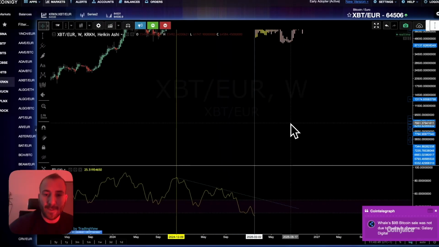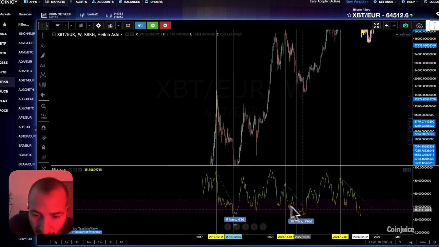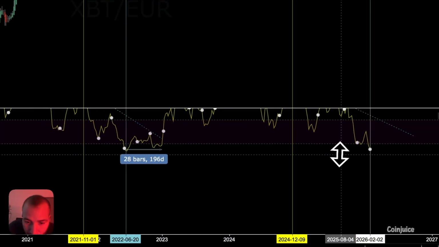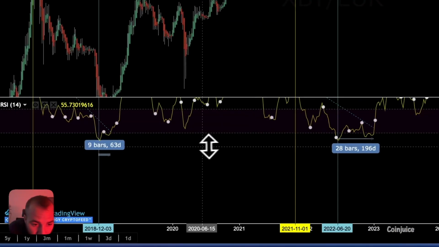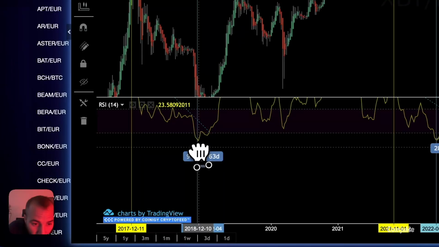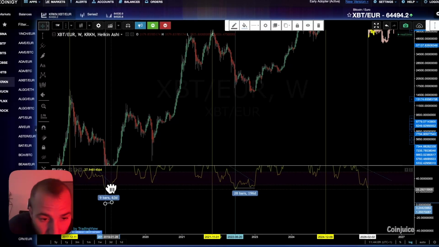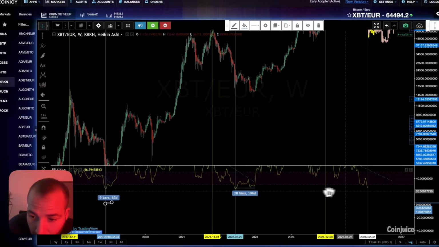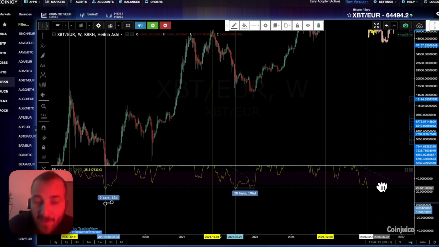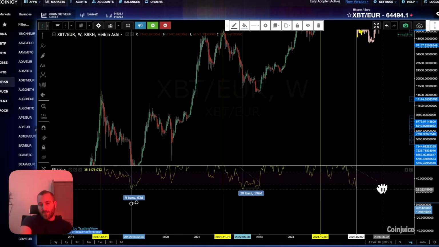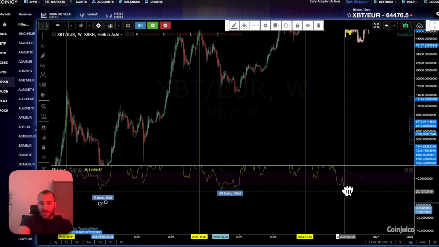So what's happened now is I've laid out a resistance line, and we are maybe at the bottom, maybe we go lower. In history, have we been lower? Yes. We went lower here, which is 23, and here we are at 25.